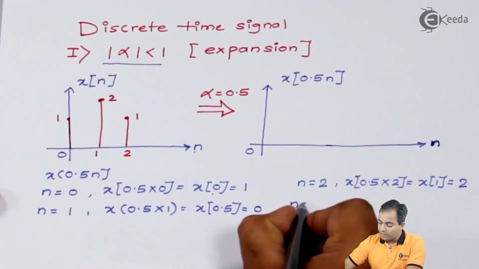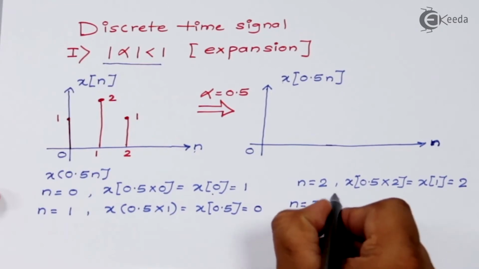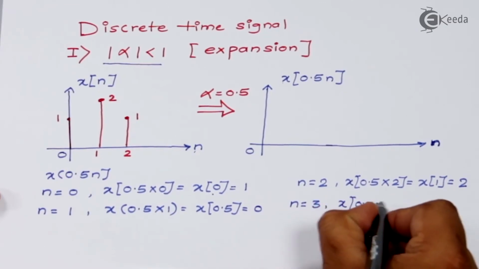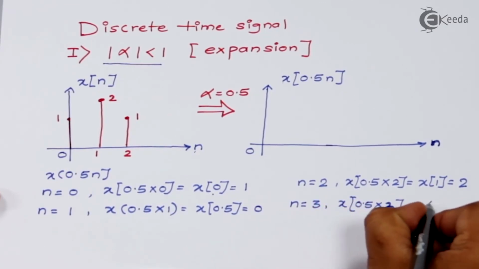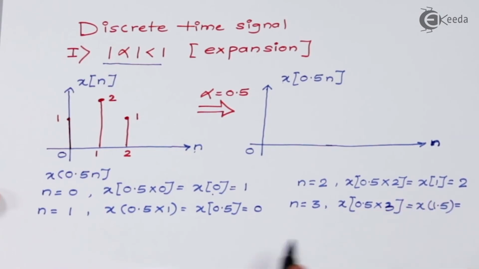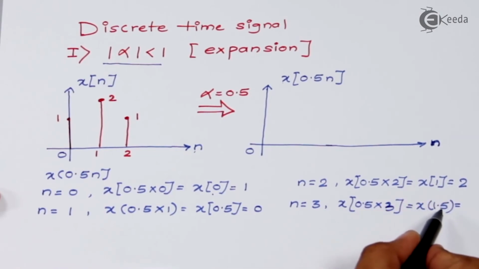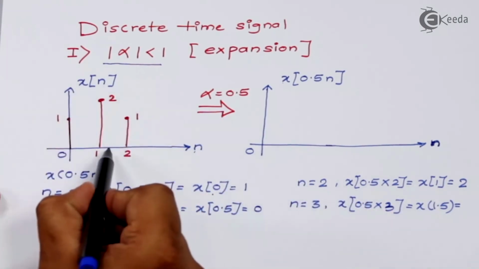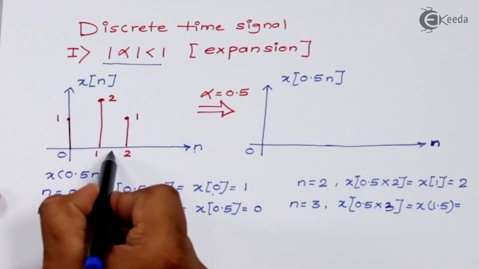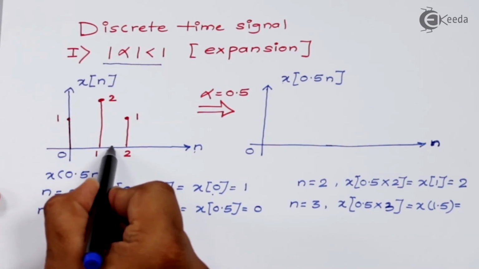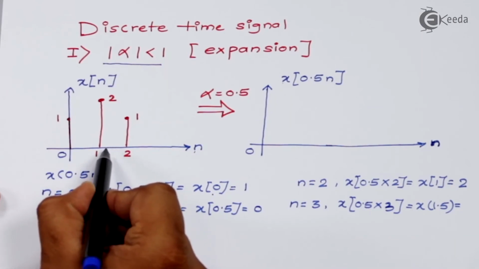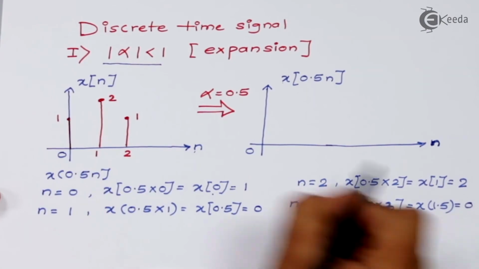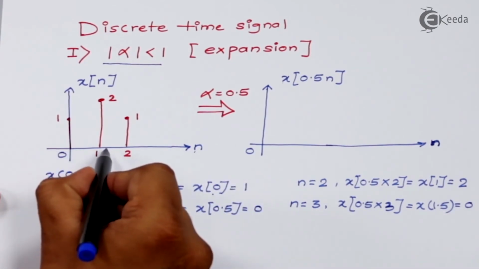Similarly, go for the next one, n equals 3. Now the result is 1.5, meaning the n value is 1.5. We have to find out the amplitude at n equals 1.5 in x of n. 1.5 actually lies between 1 and 2, so the amplitude at 1.5 is 0. So here I'm going to write amplitude is 0. Why is the amplitude 0? Because this graph is discrete.